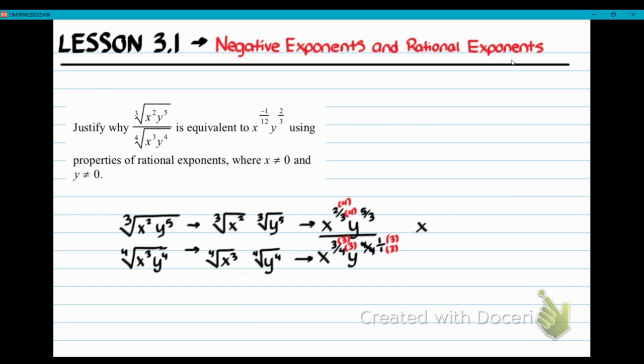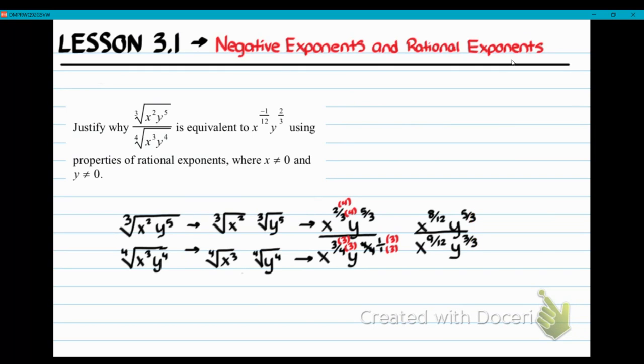2 times 4 is 8. 4 times 3 is 12. So it's x to the 8 over 12 over 3 times 3 is 9. 4 times 3 is 12 minus 9 over 12, or x to the 9 over 12. Then you have your y is 5 over 3. We didn't have to do anything to that one. And the y in the denominator would be 3 over 3. Okay, so notice how all of the denominators match.